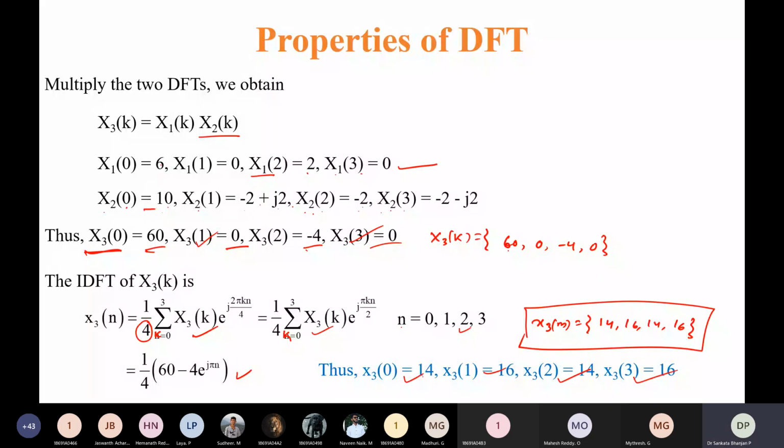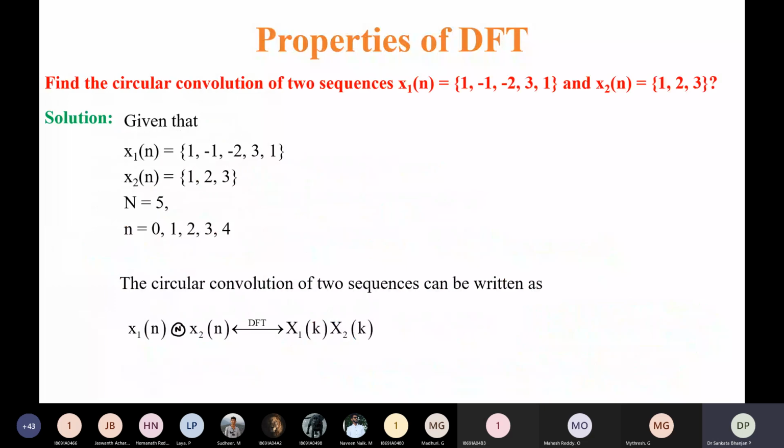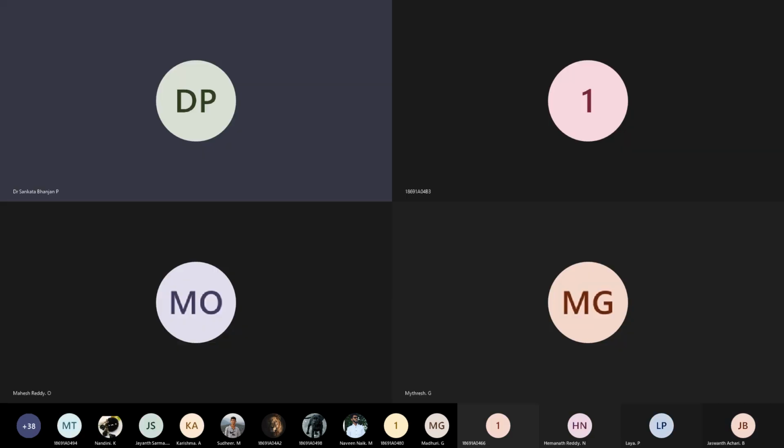I hope all of you understood this. How many of you understood this? Write down in the chat box. After that, I'll move to the next part of our discussion.